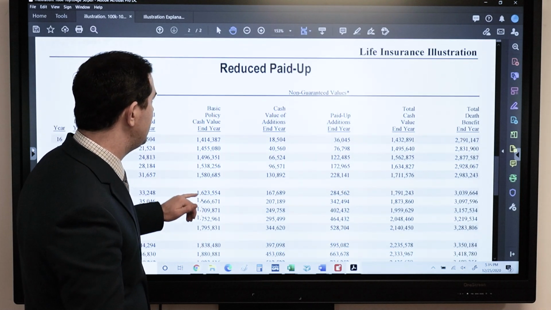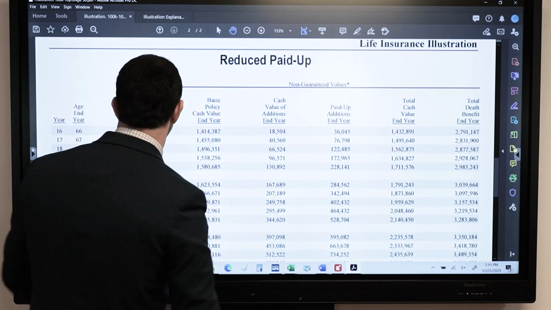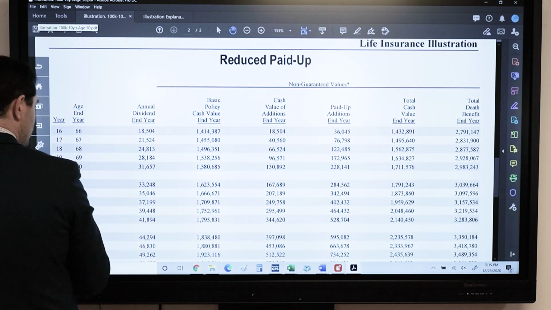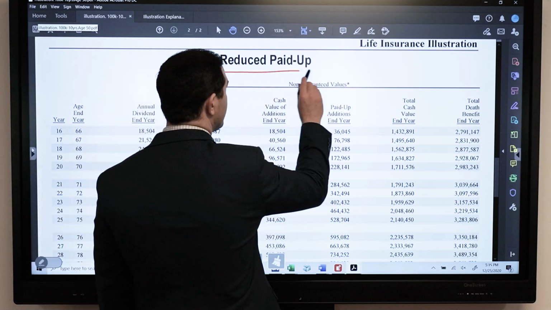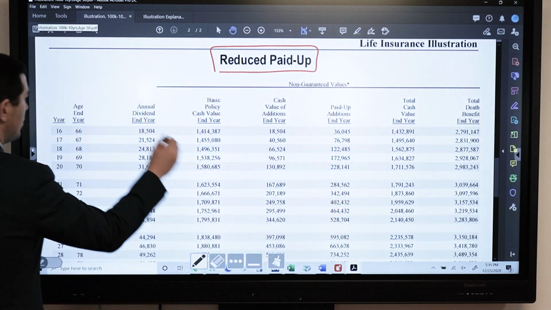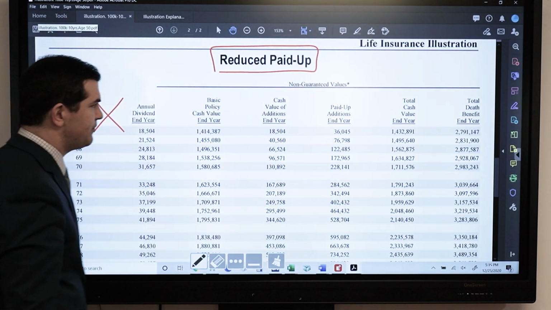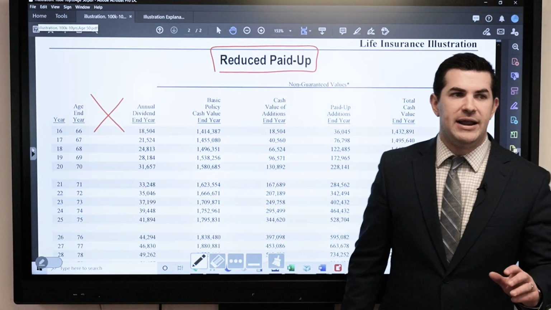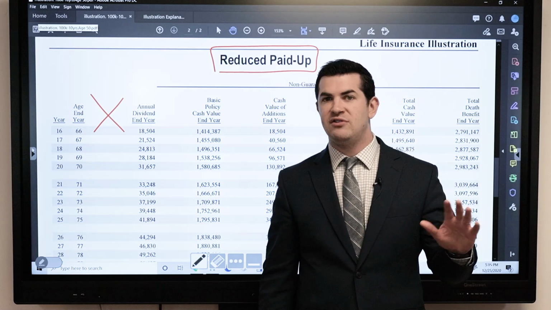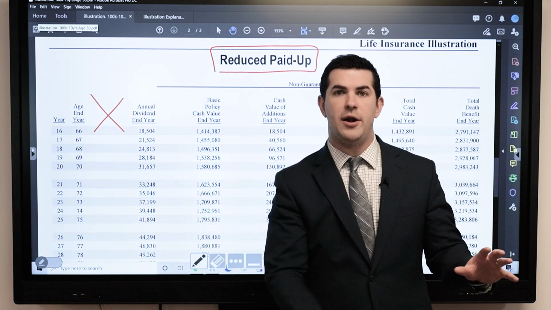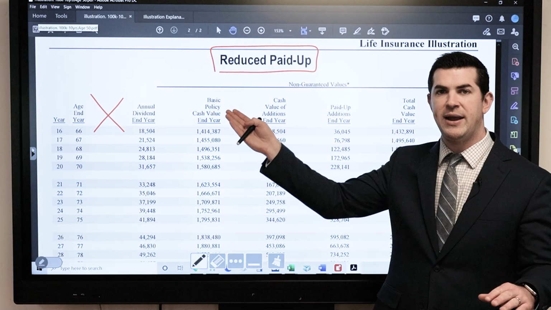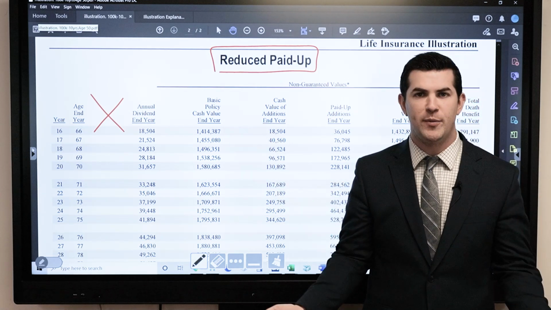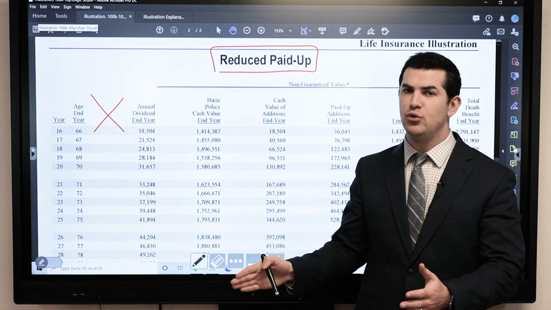Very similar here in respect to the columns. The only difference is that we looked at a reduced paid up option, and all that did was kill the surrender column. So now we see no annual surrender here, meaning that premium of $10,716 is gone. Once we go reduced paid up, even if we want to continue to pay into it, we no longer can do so.